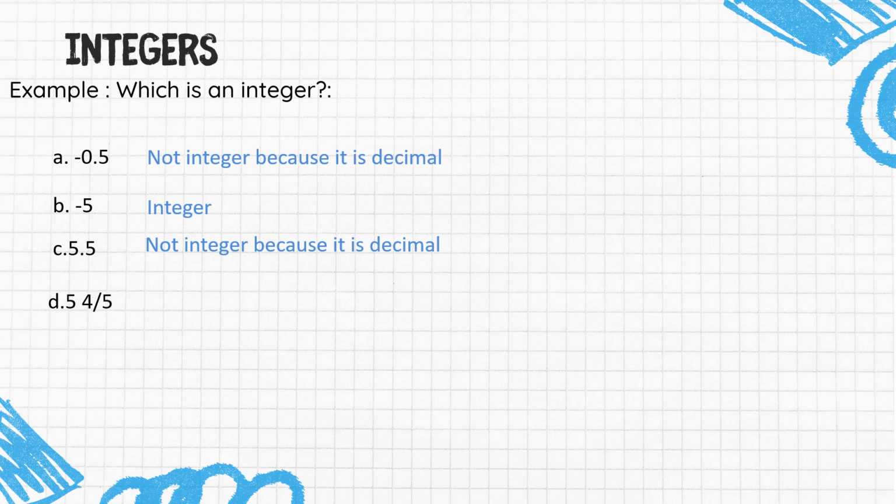What about 5 and 4 over 5? Is it an integer number? This is easy, math champions. Who can tell me? Excellent. It is not an integer because it is a fraction. Okay, this is for intelligent, smart math champions. Is this an integer number or not? Who can tell me?